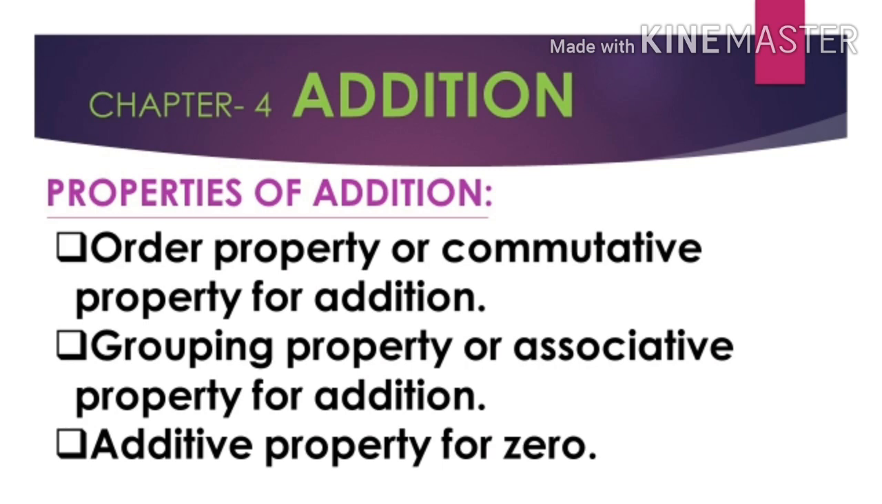Children, do you know the properties make the addition or maths very easy? With the help of properties, we can add the numbers very quickly. So, here I am going to explain three main properties of addition. The very first property is order property, that is also known as commutative property. After that, I will explain you about the grouping property or the associative property. And the last property, that is additive property for 0.